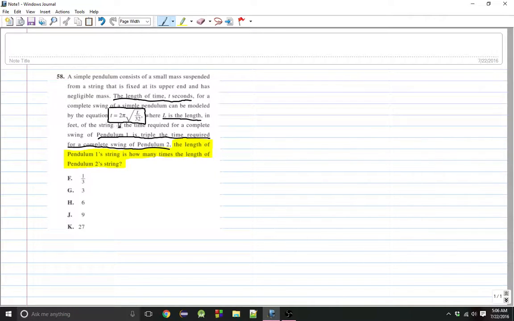So in order to solve this problem, we're going to have two versions of this equation, t equals 2 pi root L over 32. For pendulum 1, we're going to address two variables, t1 and L1. So pendulum 1's equation is t1 equals 2 pi root L1 over 32.